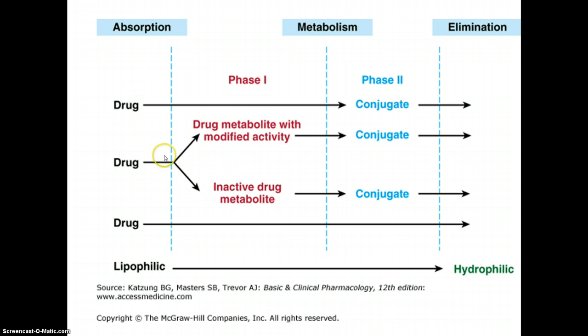Now, sometimes, if we look at this situation, we see that we administer a drug and metabolism produces a metabolite, an intermediate, that has modified activity, which can then be conjugated and eliminated, or a phase 1 reaction may actually produce an inactive metabolite. So in a case where your metabolite is active, you may continue to have drug activity. But in the case where your metabolite is inactive, this terminates drug activity. And both of these can be conjugated and then eliminated.